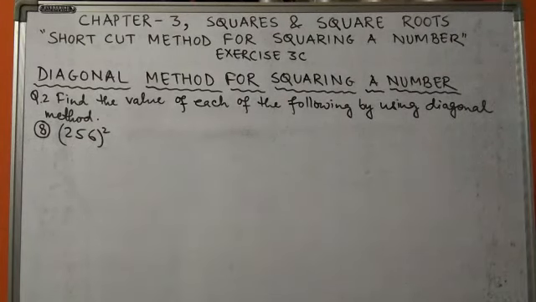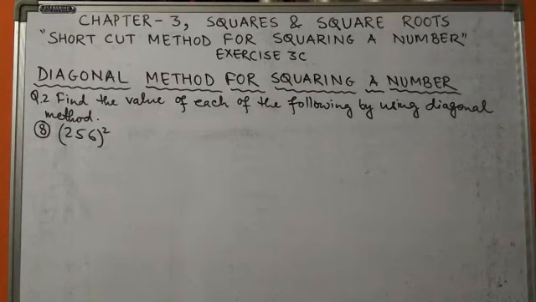Now again, in question number 2, we have to find out, here is given a 3-digit number, that is 256, whose square is to be found by using another shortcut method, called the diagonal method. Dear students, what is a diagonal?